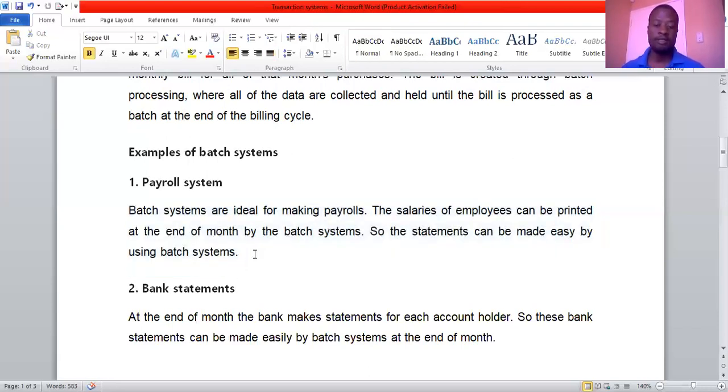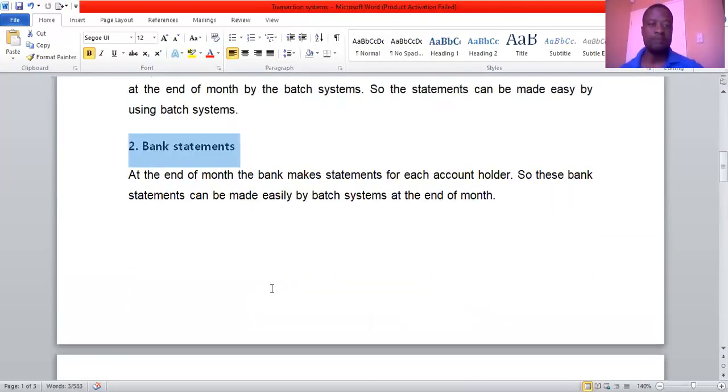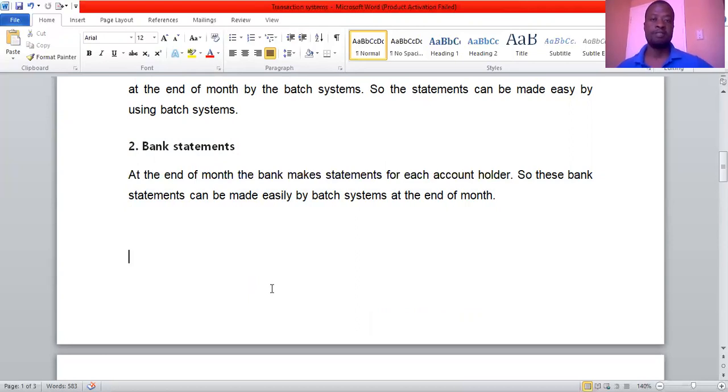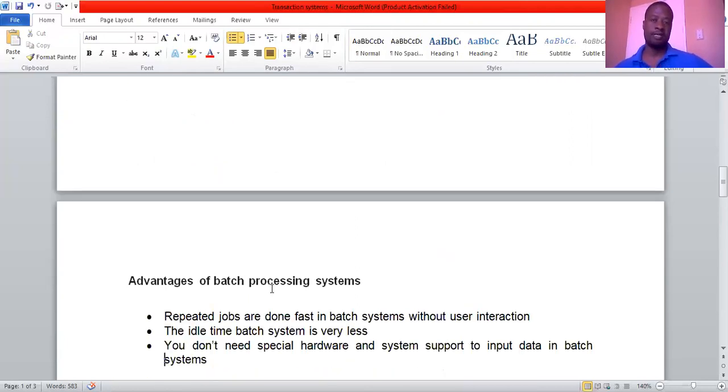Going on, let's look at the bank statement. At the end of the month, we know what a bank statement is, people. The bank makes a statement for each account holder. So these bank statements can be made easily by batch systems at the end of the month. Those are the two examples of batch processing systems that I've come across. We have so many of them out there, but I decided to look at these ones because we use them daily in daily life.